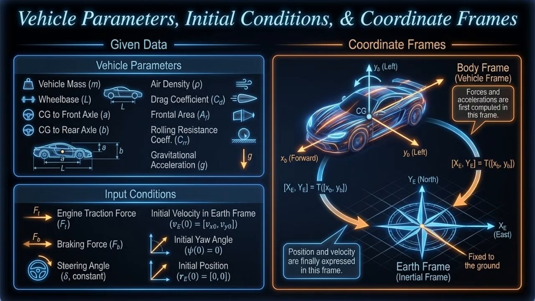2 coordinate systems are used in the analysis. The body fixed frame moves with the vehicle. Its x-axis points forward and its y-axis points to the left. All forces, traction, braking, drag, and tire forces are defined in this body frame. The earth fixed frame is stationary. Its x-axis points east and its y-axis points north. Vehicle velocity, position, and trajectory are finally expressed in this frame. The key idea is simple. Forces are computed in the body frame, but motion and path are described in the earth frame.